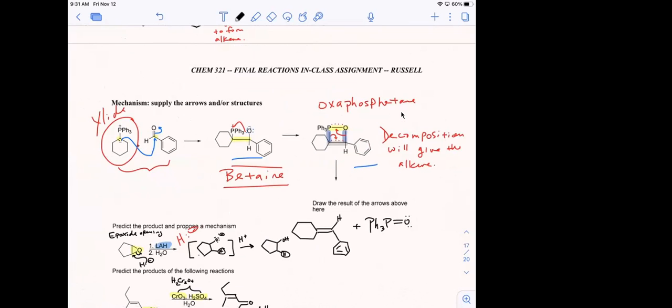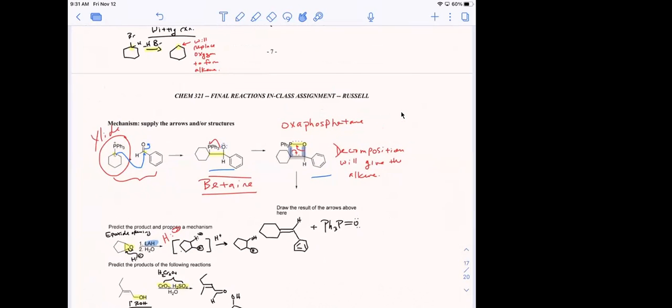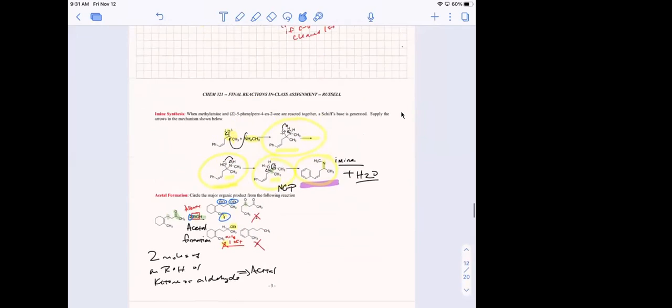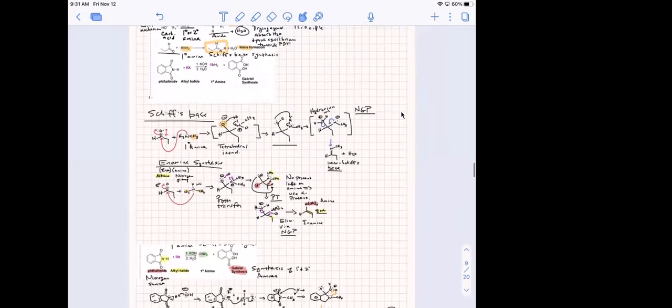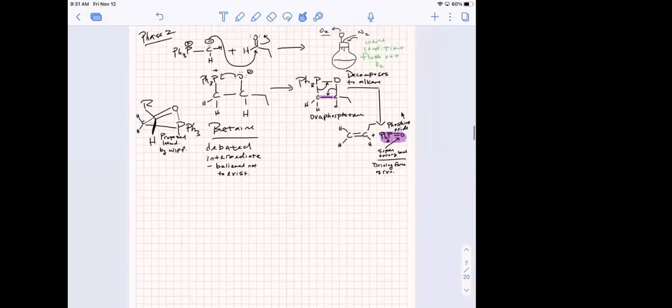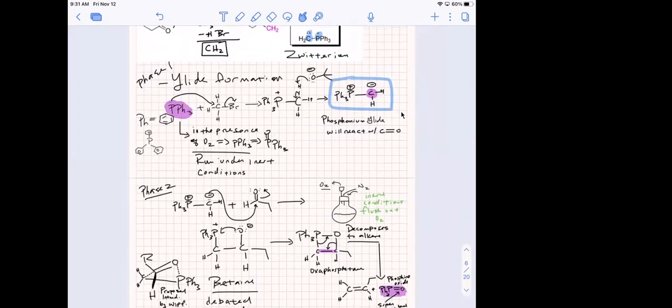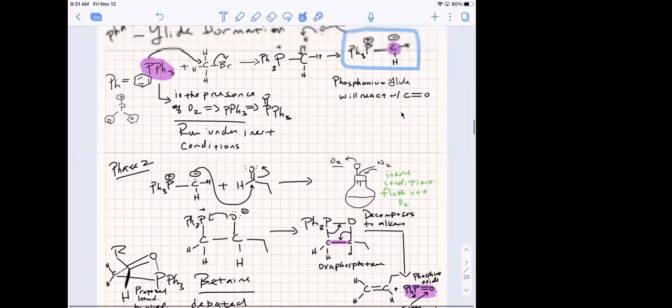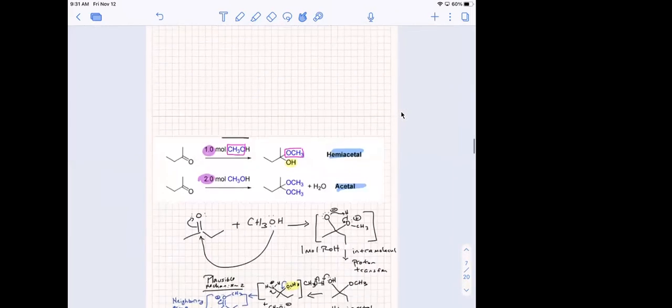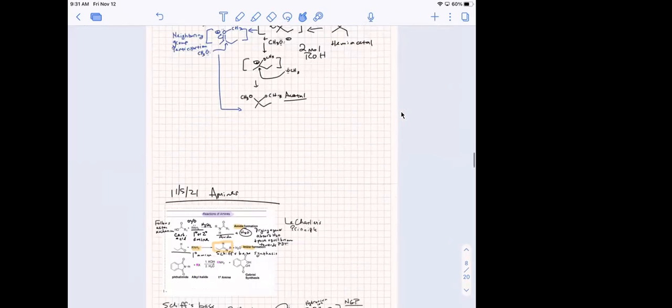I think when we talked about this, I showed that, where is it? I know I showed it. I put a flask somewhere and talked about having to do it under inert conditions. So you flush your round bottom out with nitrogen, flush out the oxygen, and that way you don't destroy your phosphorus before you get a chance to use it to make the ylide. So yeah, other questions? Any other questions about that process or about that mechanism?